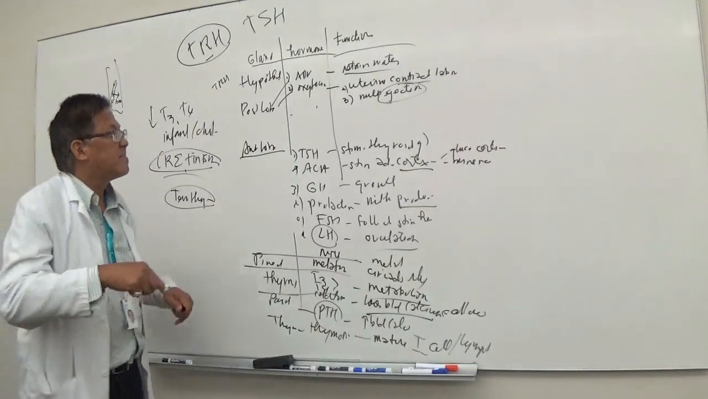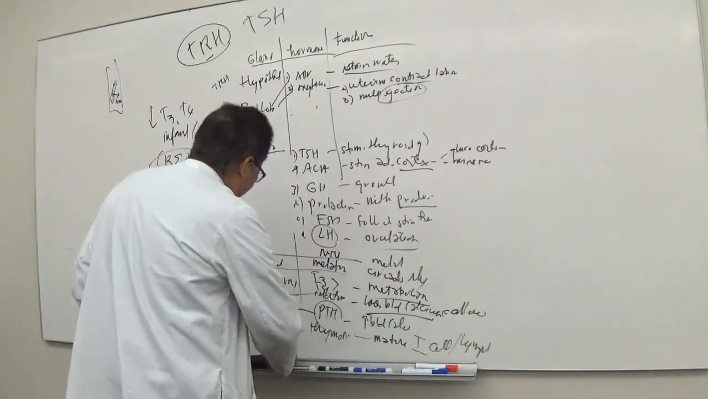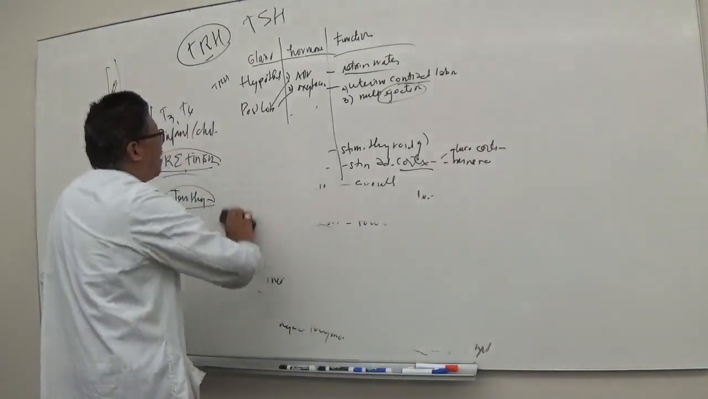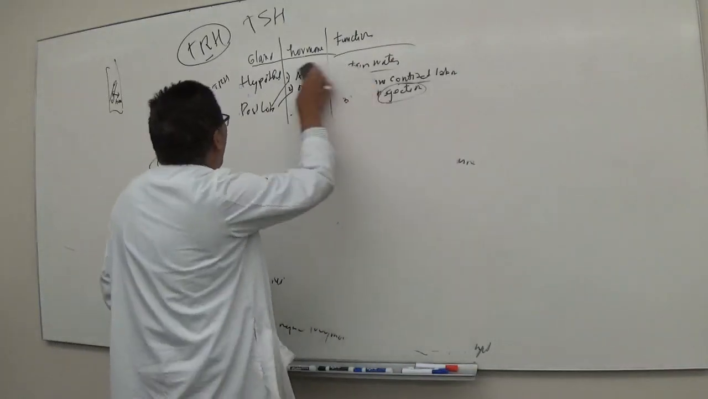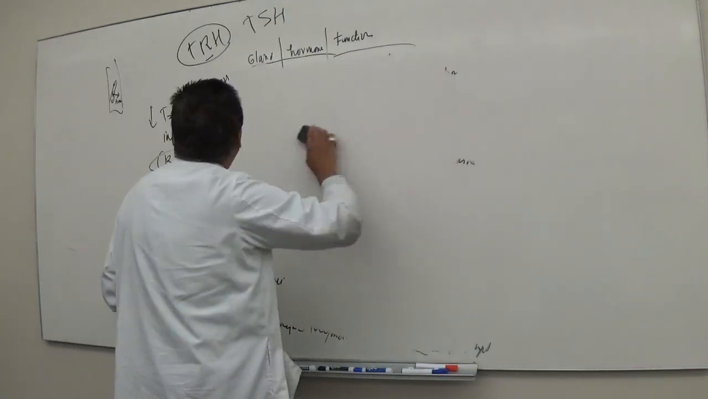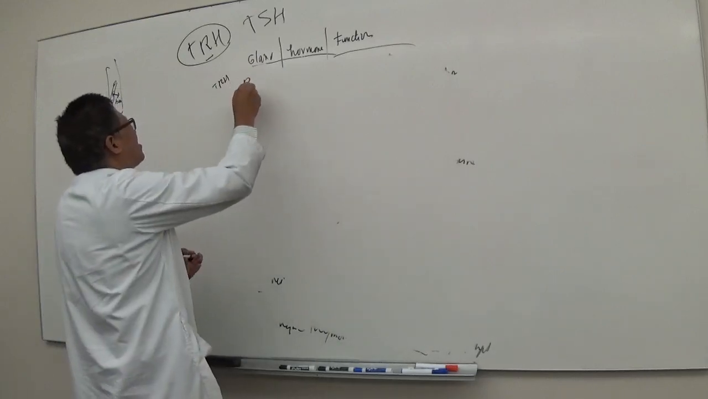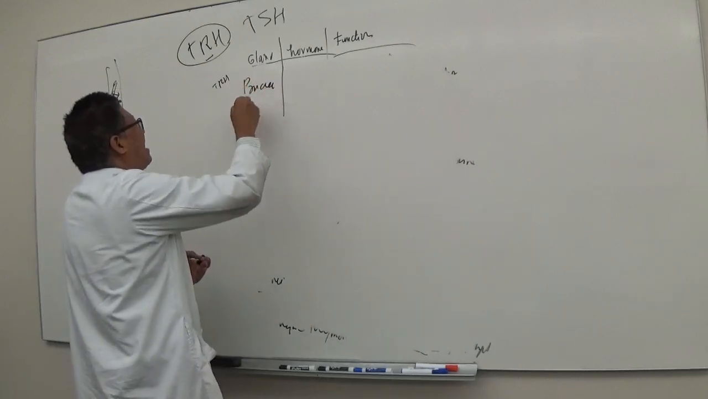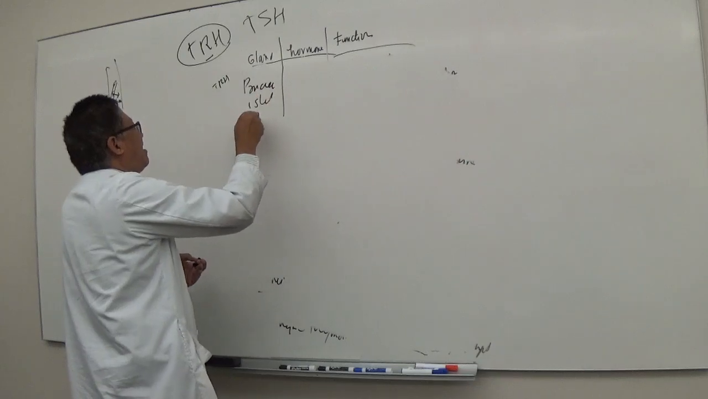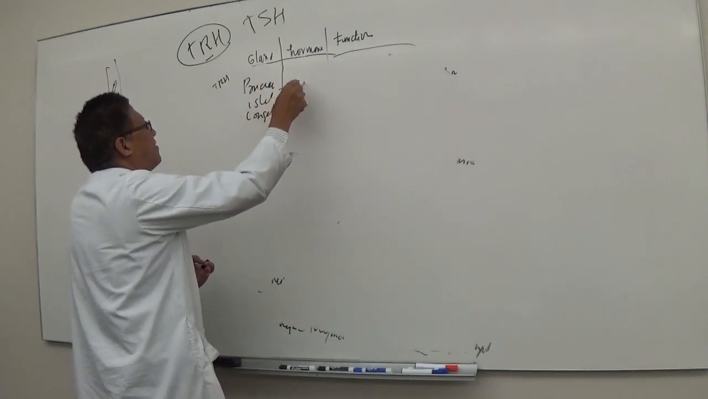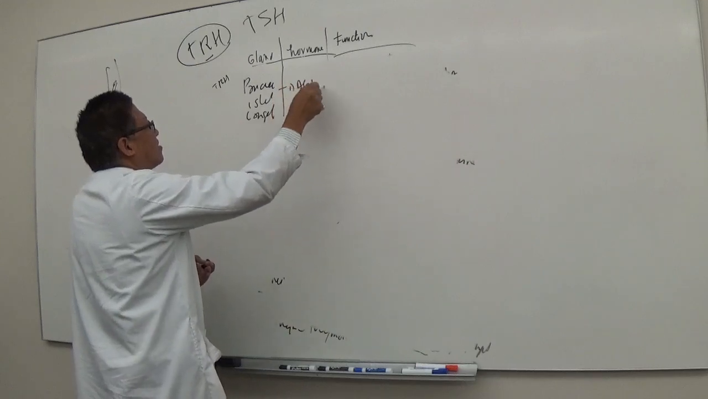Pancreas. Move it here. What about the pancreas? What is the hormone there? Is it the islets or what? Langerhans. Very good. Okay. And? Pancreas. Islets of Langerhans. Two hormones. Alpha cell. Glucagon.